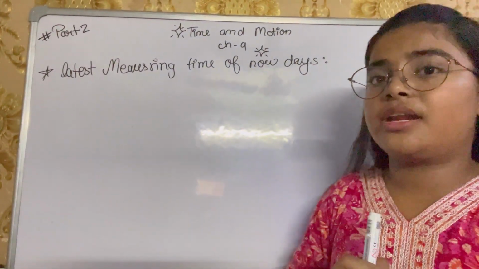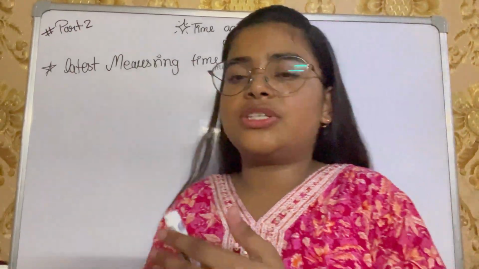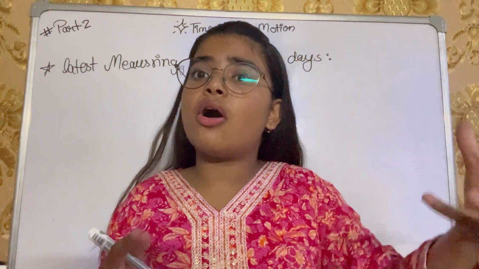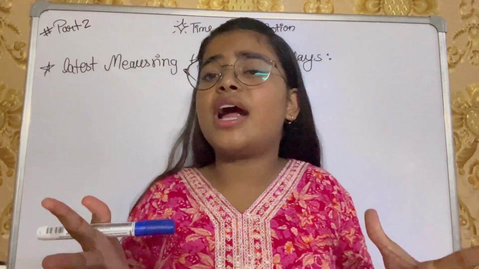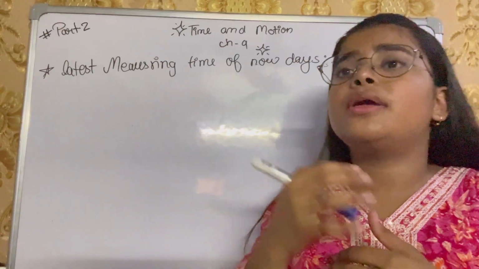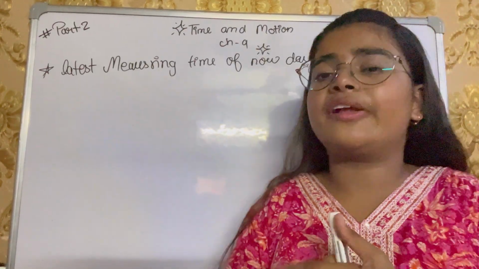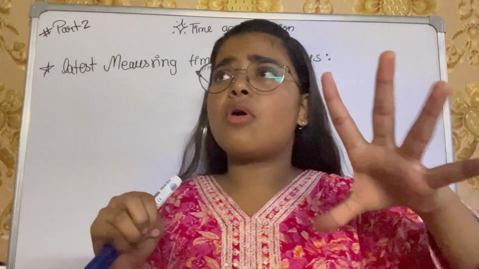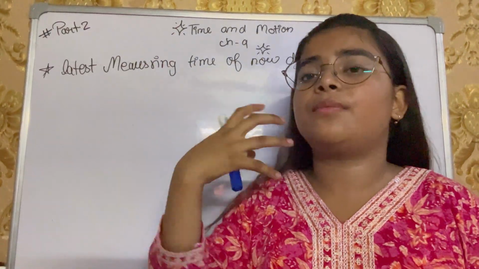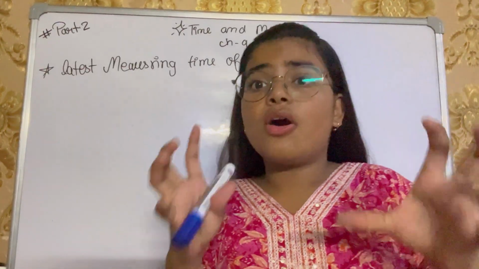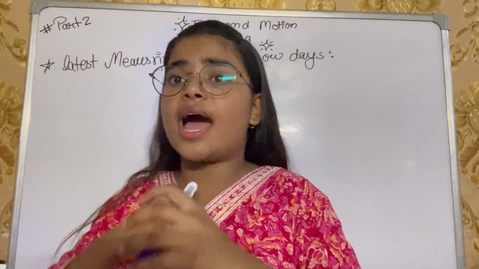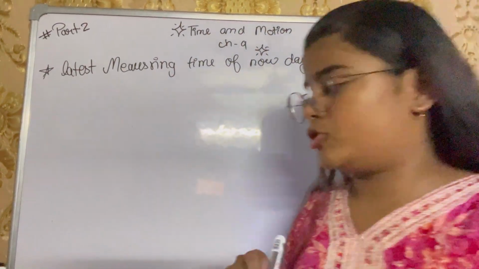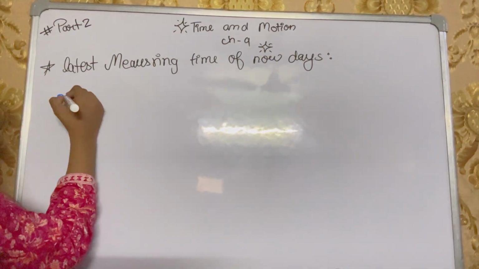When we have to measure time, to know what the time is right now, we use digital watches, clocks, normal watches, and smart watches. We use digital clocks also, and hanging clocks. But these clocks have an oscillating property, so all the clocks and digital watches have an oscillatory motion.